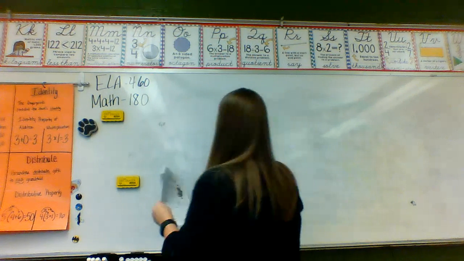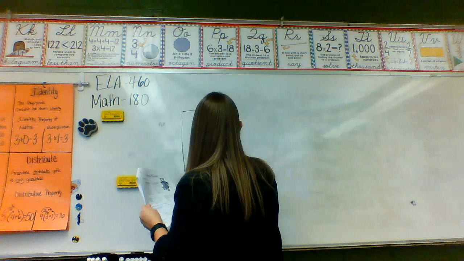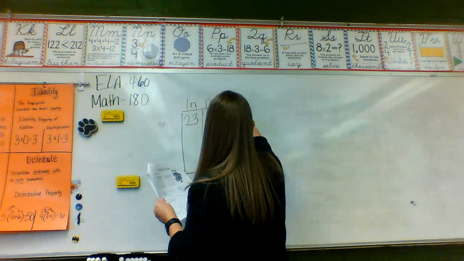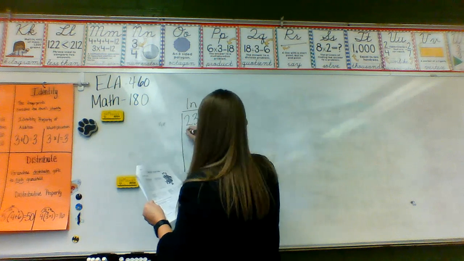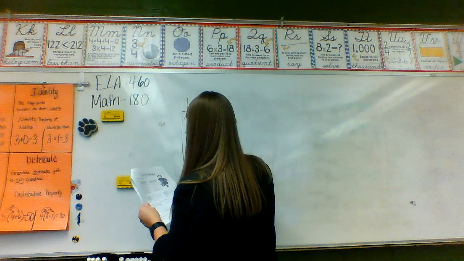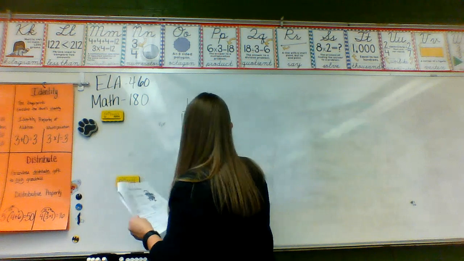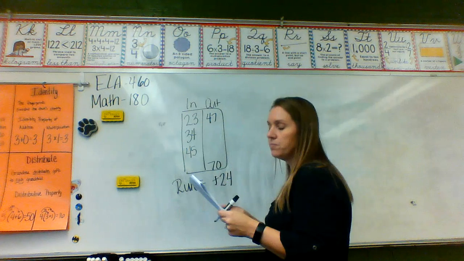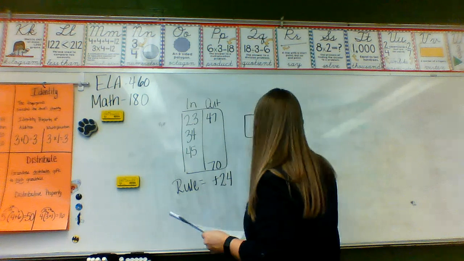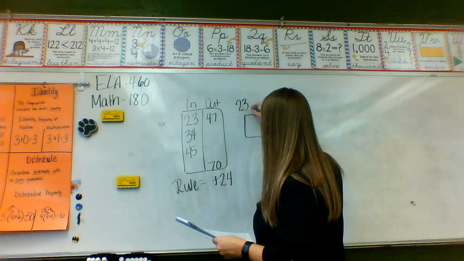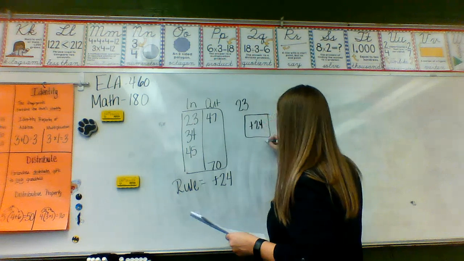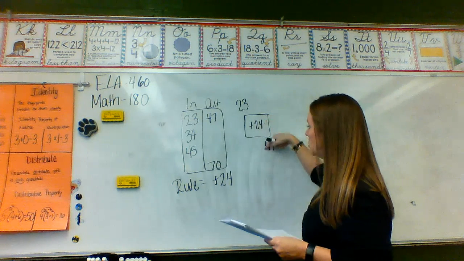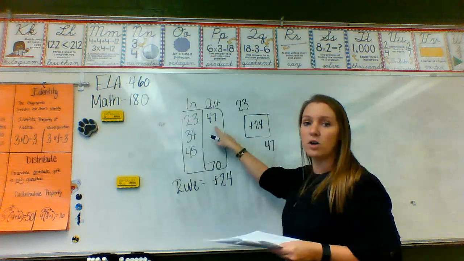So let's take a look at our input and output table. I put in 23 and I get out 47, 34, 45, 70. And down here it tells us what our rule is. Our rule is adding 24. So I have my box here. I put in 23. I add 24. And out comes 47. And I can do the addition to decide: 3 plus 4 is 7, 2 plus 2 is 4. This has already been filled in for us on our page.